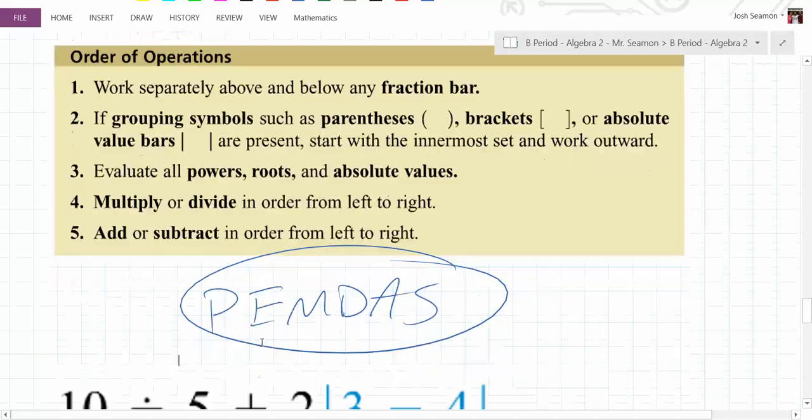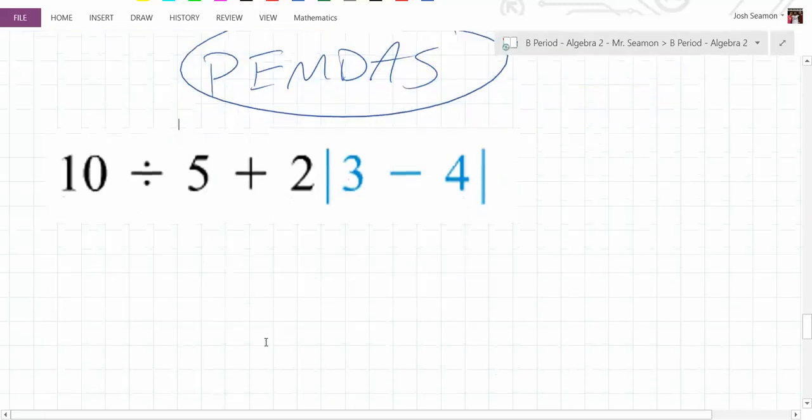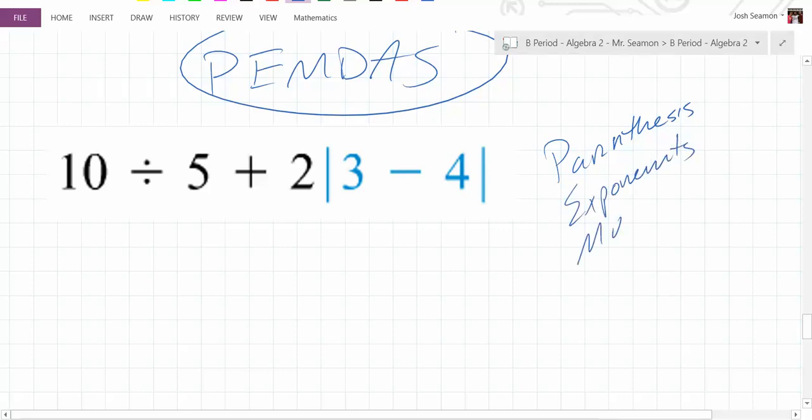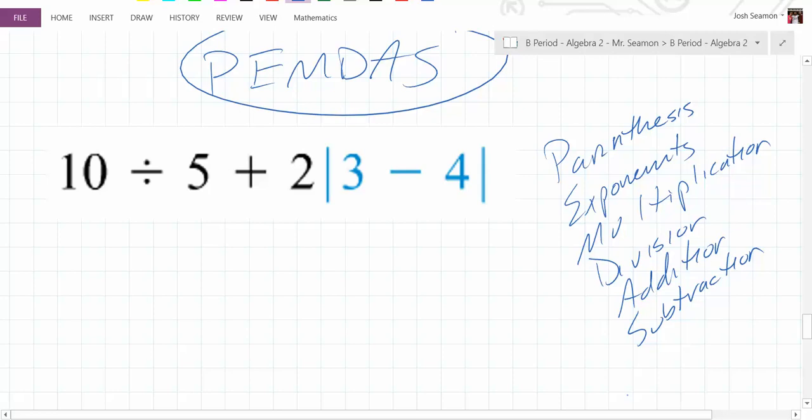Absolutely. So on this right here, what operation should we perform first? What does that stand for? What's the P stand for, everybody? Parentheses. And that's any grouping operation. And then E and M, exponents, multiplication. So which operation should we do first?